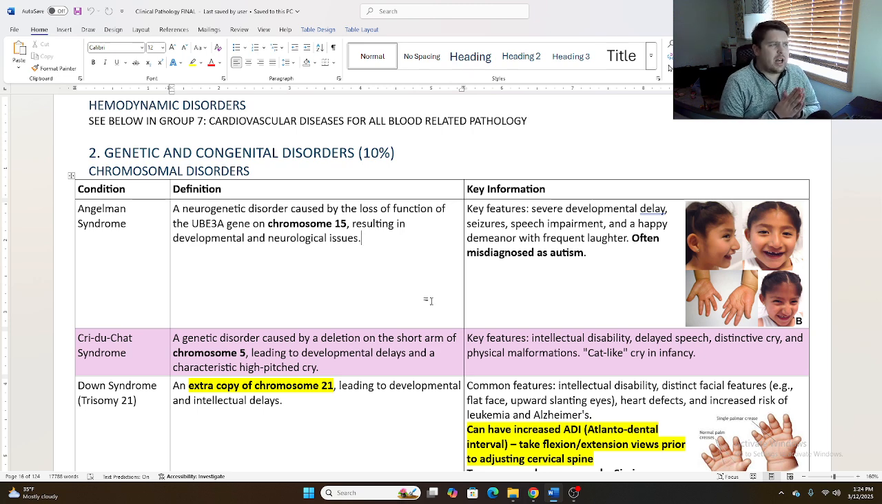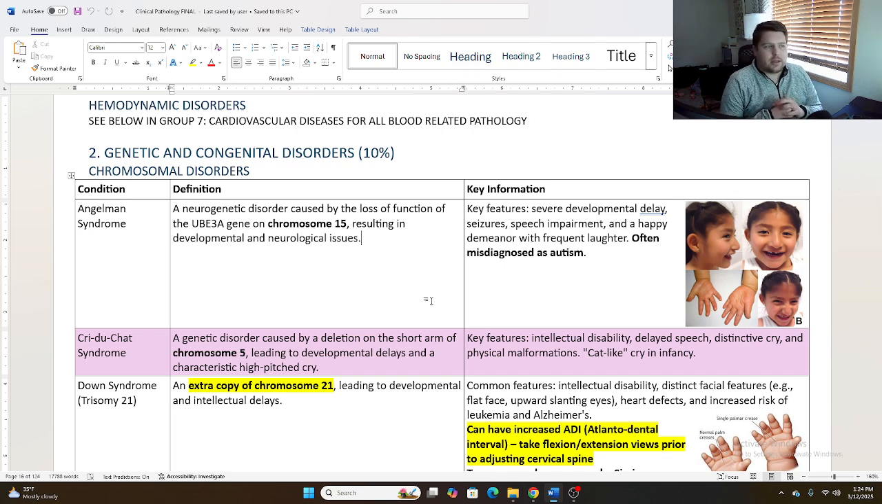And then, of course, we will have some of the common features of each of those, some of the keywords that they can pull up for the testing. Starting off with Angelman syndrome, this is often misdiagnosed as autism. They have very similar looking features, as well as they tend to have a very happy demeanor, and they frequently laugh. It's almost like an uncontrollable, consistent laughter.